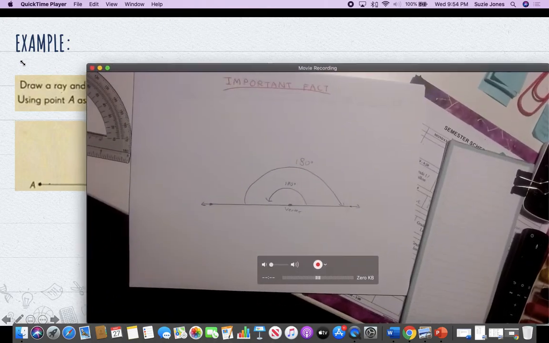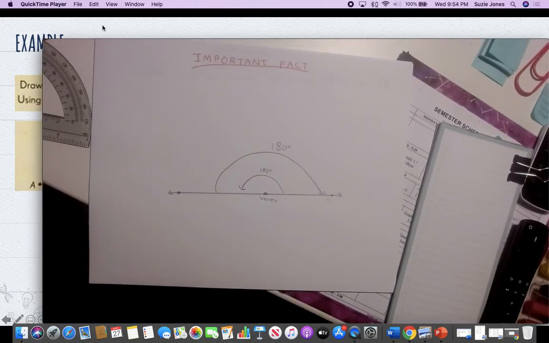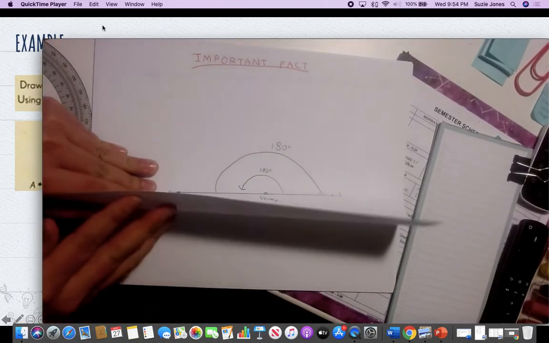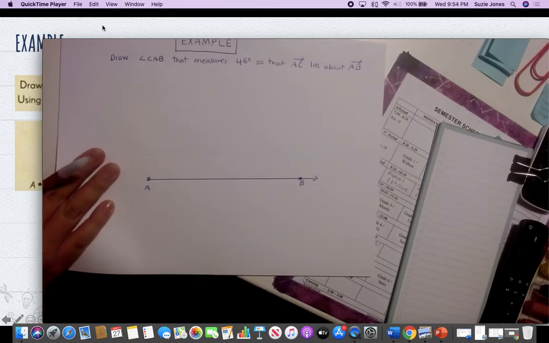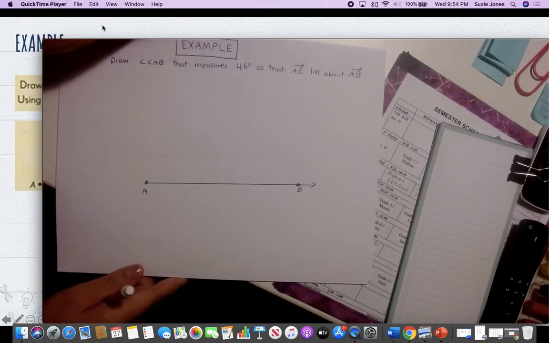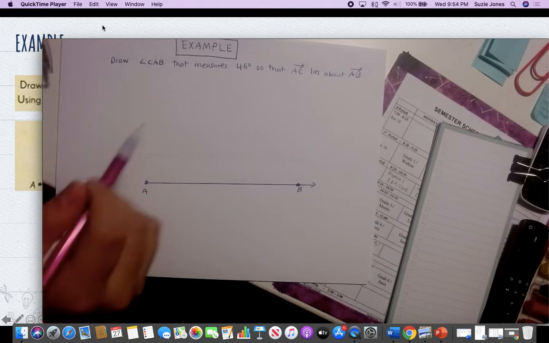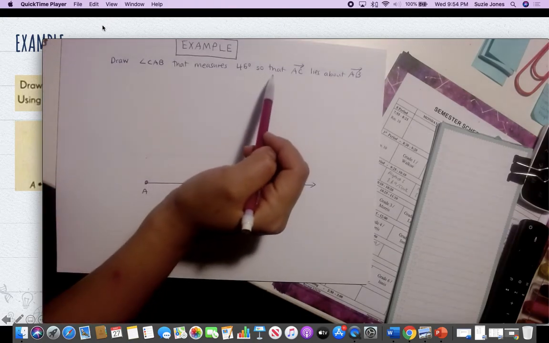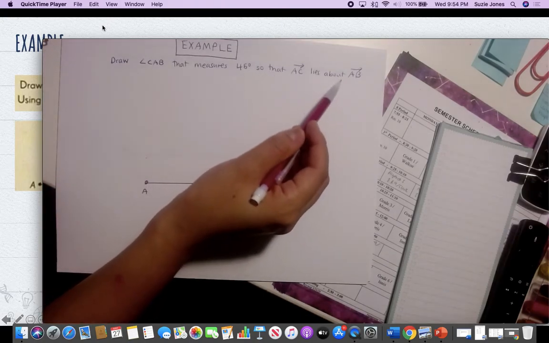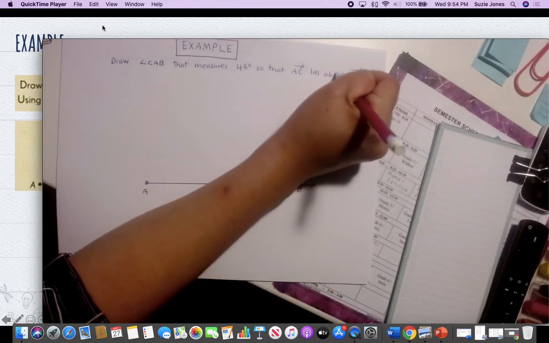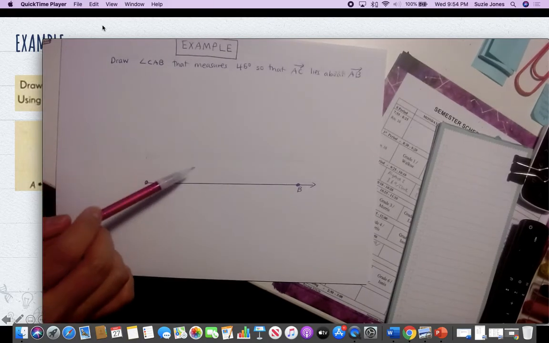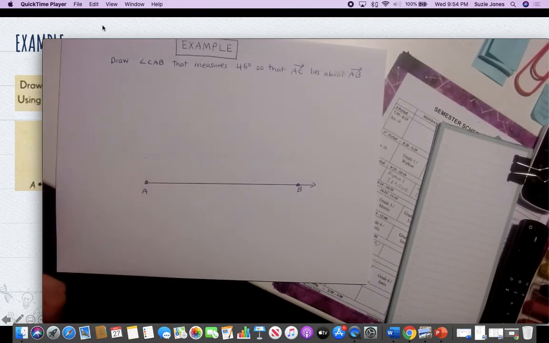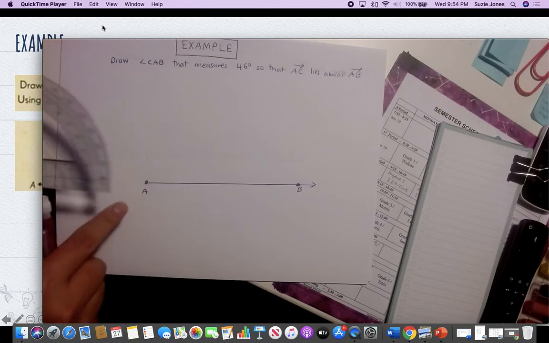Just increase this bigger so you guys can see it. Okay. All right. So here is my ray AB, and I want to have a ray AC that lies above. I put above. This should be above AB. Okay. And it should be a 45 degree angle. Okay. So A is my vertex.